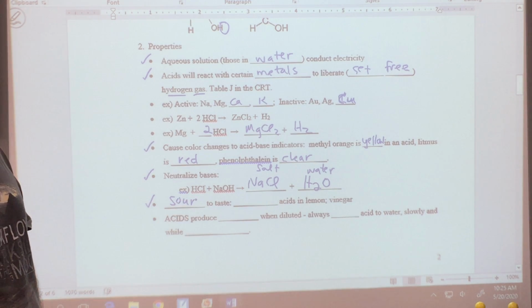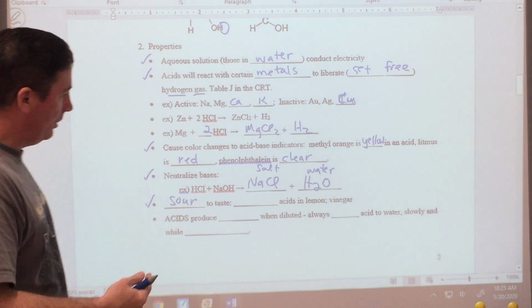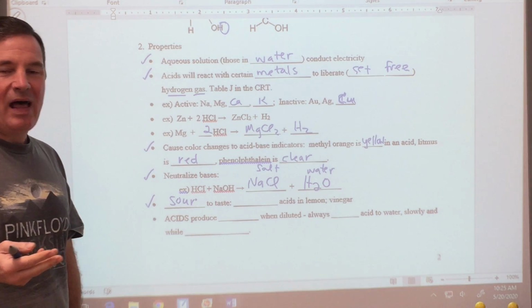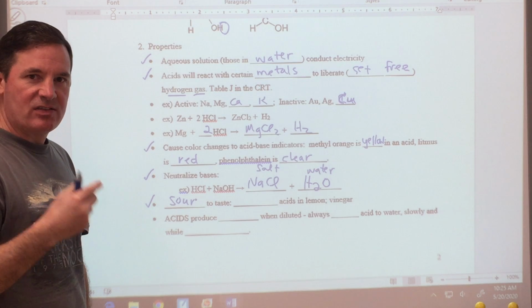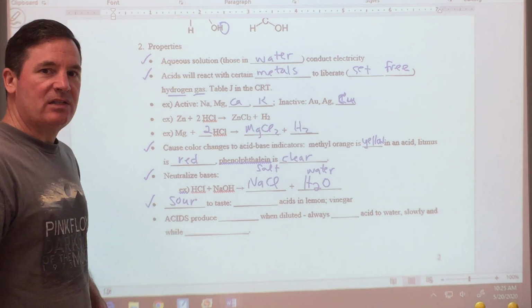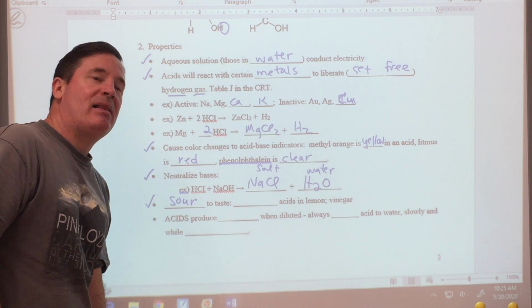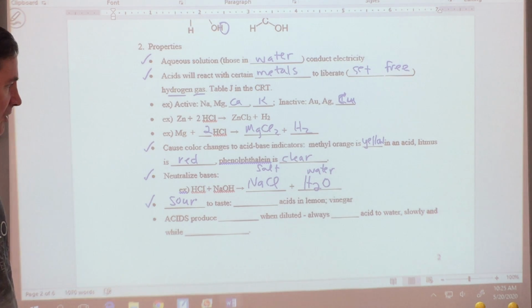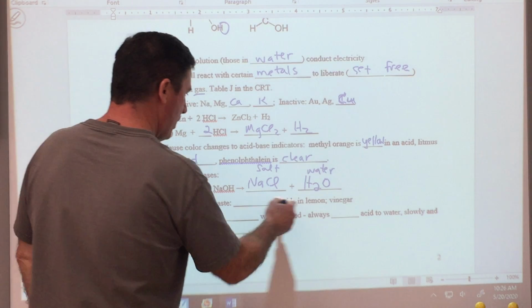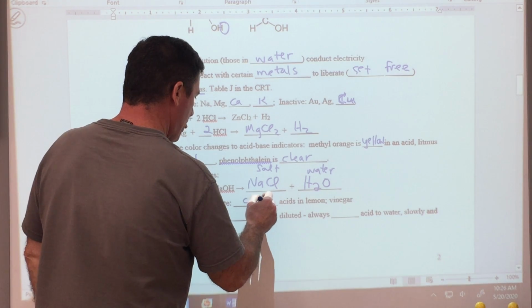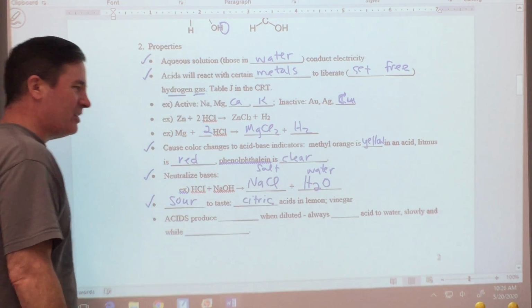Another factor, they are sour to taste. That's why if you taste vinegar, it's sour. Lemons or limes, that's citric acid, that's sour. Sour Patch Kids, I think they put malic acid on that. Citric acid. Vinegar, acetic acid.